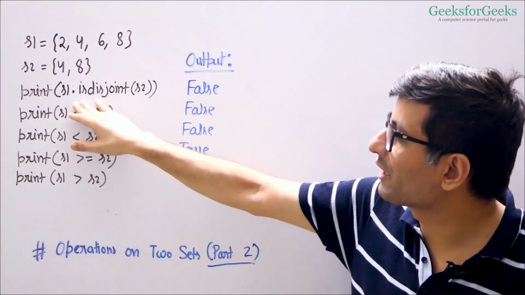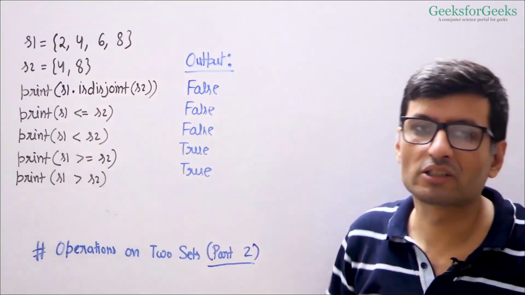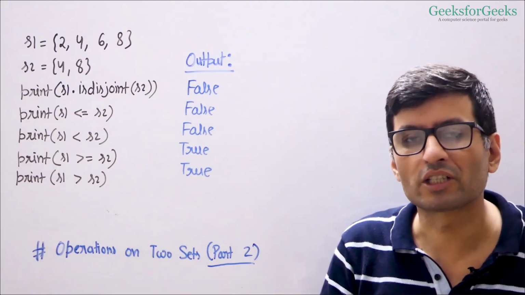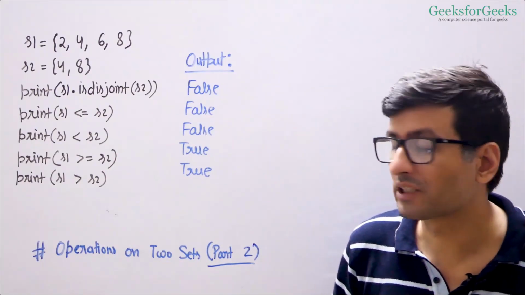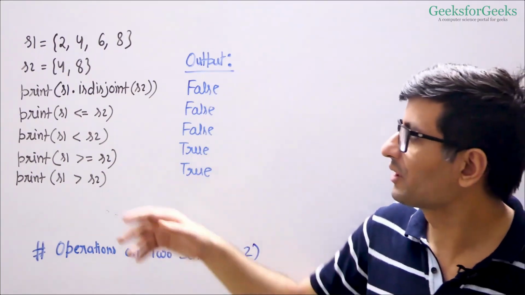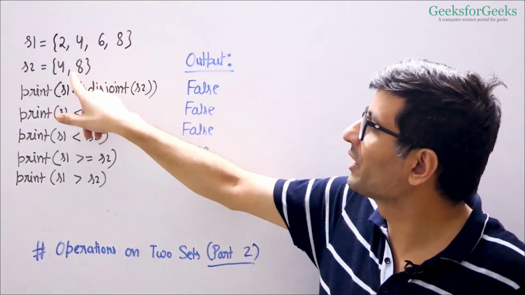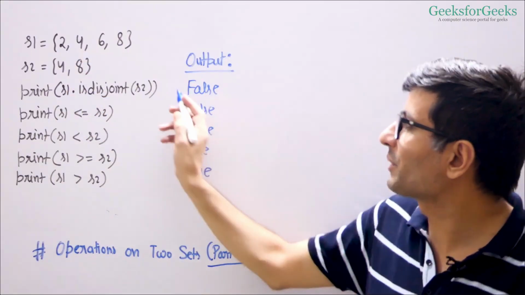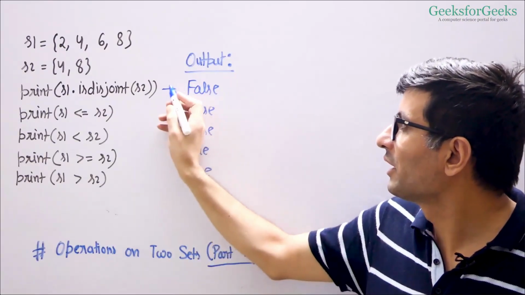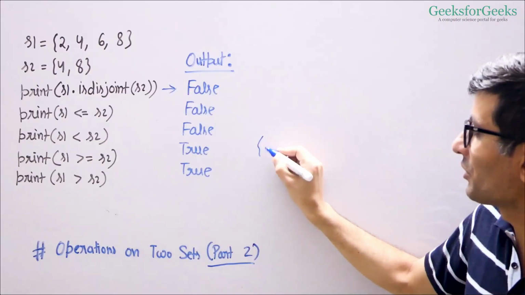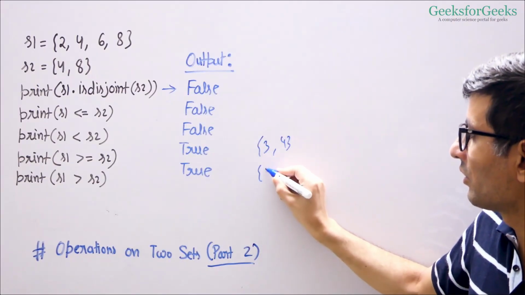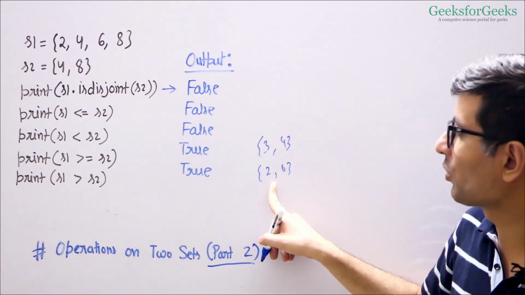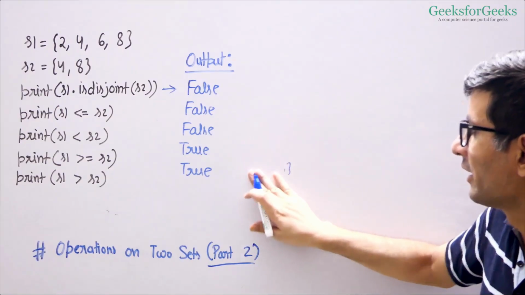The first operation that we have is disjoint. This operation gives you a Boolean value. It gives you true if there is no common element among the two sets. Otherwise, it gives you false. If you see these two sets, there are two common elements, 4 and 8. That's why you are going to get the output as false. So this print statement is going to give you false. Please note that if you have two sets, 3, 4 and 2, 6, then is disjoint on these two sets would return you true because there is no common element.